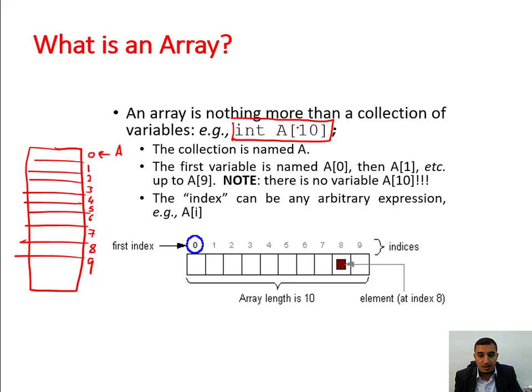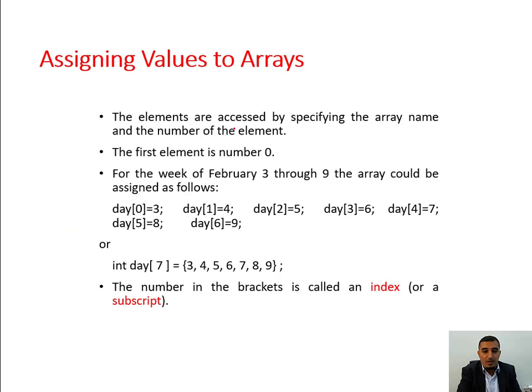So an array is nothing other than a collection of variables. The collection is named a. The first variable is named a0, a1, and so on. So we have an index i. Remember, in arrays, we always start counting from 0. So the elements are accessed by specifying the array name and the number of the element. The first element is always number 0.